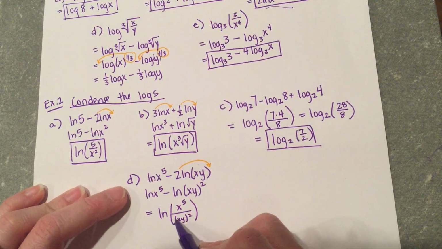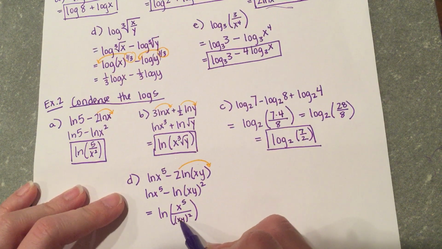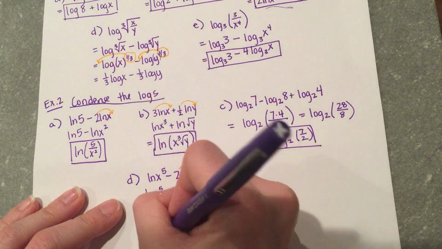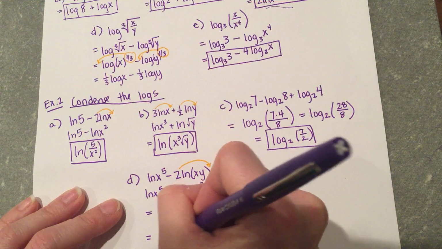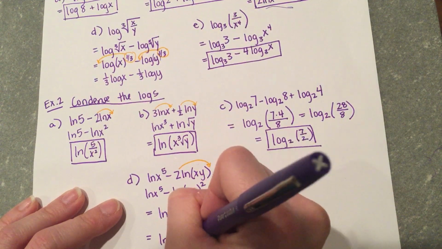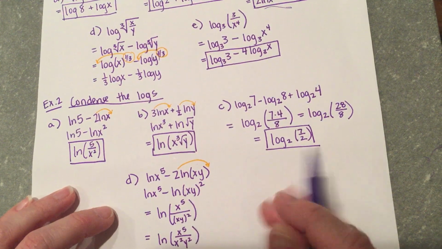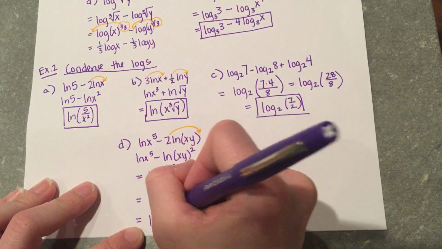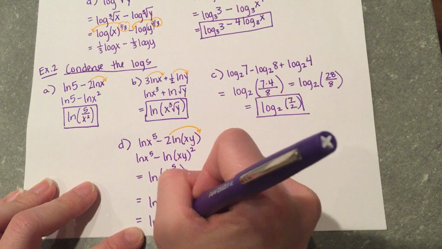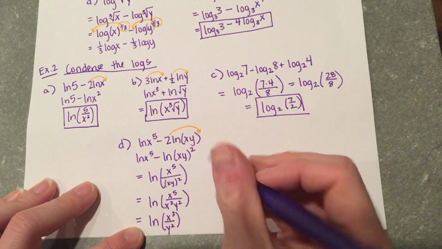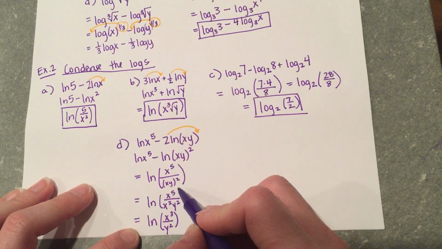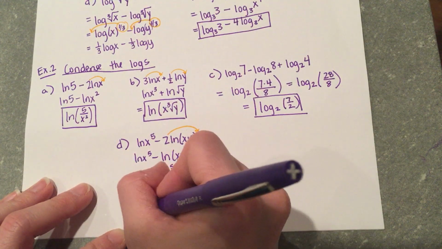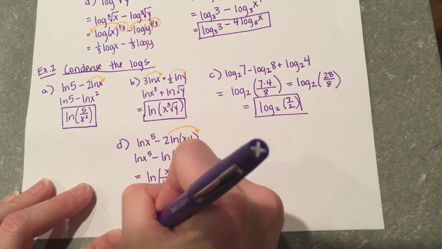Okay, well with this xy squared, I need to square the x and the y. So that'd be x squared, y squared. So I can actually go ahead and reduce these x's and get a final answer of natural log x to the 3rd over y squared, because the x to the 5th and the x squared reduce to become the x to the 3rd. And there's our answer.